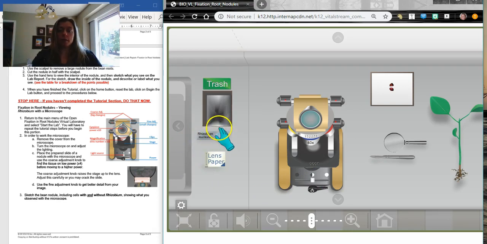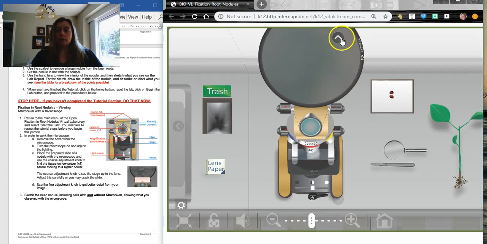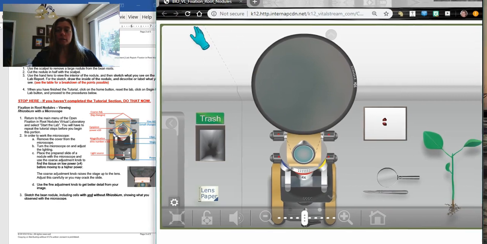So we're going to pick it up, and we're going to put it on the slide. But be careful because right now I'm at 40, so I better readjust this. I want it lowest. Okay, and then we're going to move up so we can see what's going on in here. I'm going to have to make this a little bigger, I think.